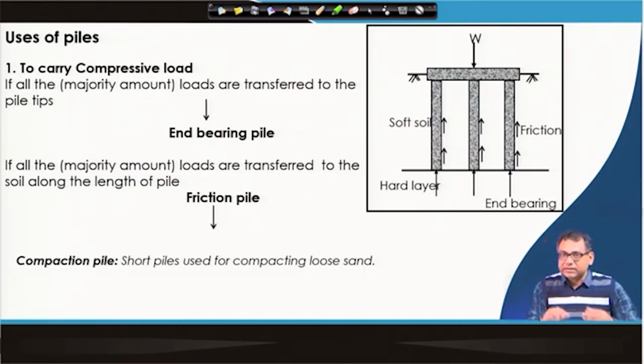Once the friction resistance is fully mobilized, the additional resistance you get is due to the tip resistance only. Suppose the friction resistance the pile gets is sufficient to provide the load carrying capacity of the pile. Then most of the resistance is due to friction, and that type of pile is called a friction pile.